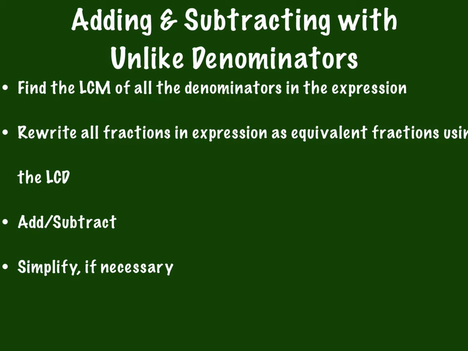Okay, when we add and subtract rational expressions that have different denominators, the first thing we need to do is find the least common multiple or least common denominator of all those denominators in the expression. We're going to rewrite all the fractions using that denominator as equivalent fractions. Then we can just add and subtract and simplify if we need to.